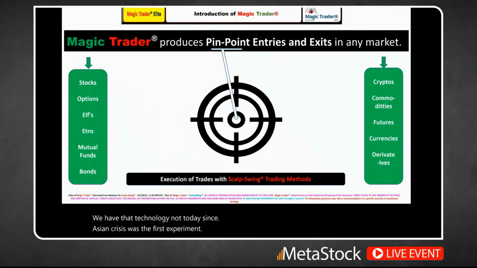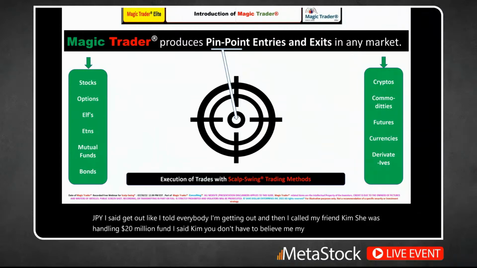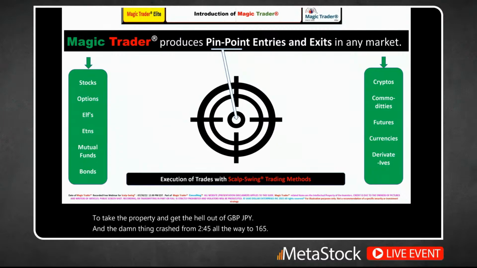I was at the airport and I looked at the chart. I said, holy shit, it's going to go down. I was trading GBP/JPY. I said, get out, right? I told everybody I'm getting out. And then I called my friend Kim. She was handling a $20 million fund. I said, Kim, you don't have to believe me. My chart is telling me to take the profit and get the hell out of GBP/JPY. And the damn thing crashed from 245 all the way to 165. Carry trade life was over, according to what my chart was telling me.